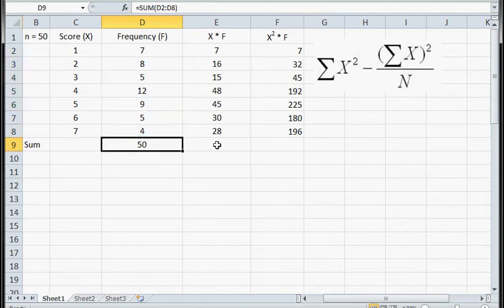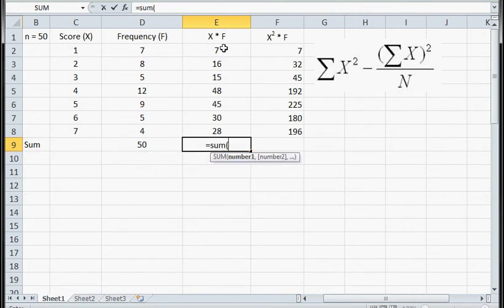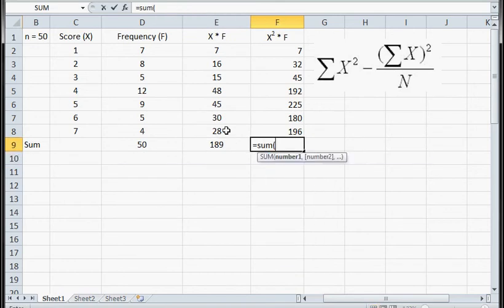In other words, 50. Here, the sum of x is going to represent the total value of all the x's put together. And here what we're going to do is take the sum of x squared.